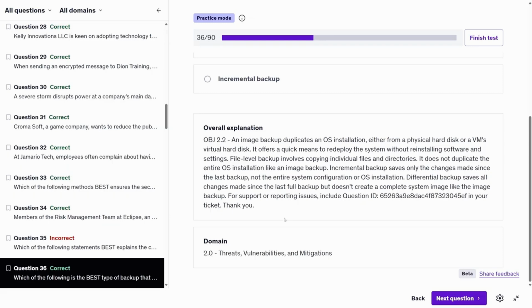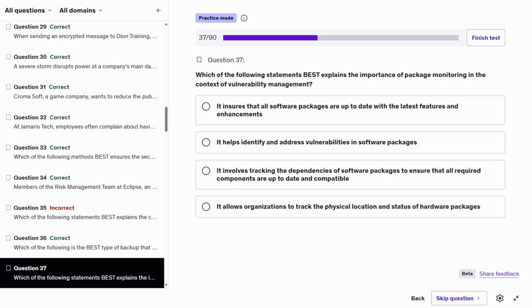File-level backup involves copying individual files and directories. Incremental backup saves only the changes made since the last backup, not the entire system configuration or OS installation. And differential backup saves all changes made since the last full backup, but it doesn't create a complete system image like the image backup. Which of the following best explains the importance of package monitoring in the context of vulnerability management?